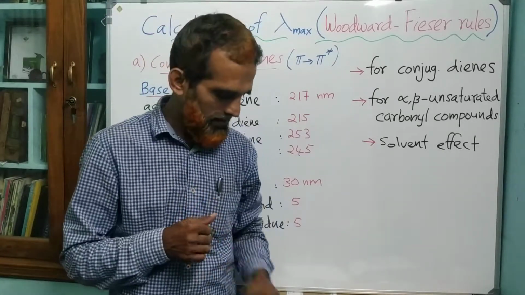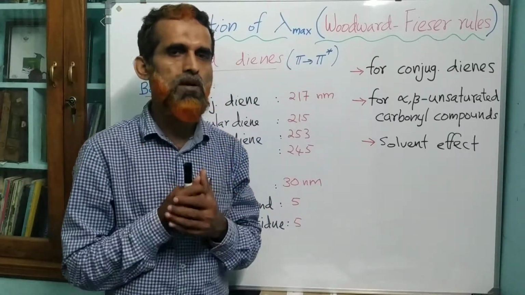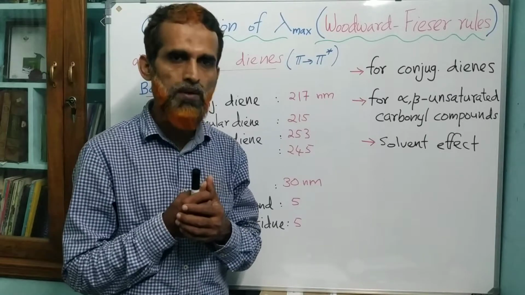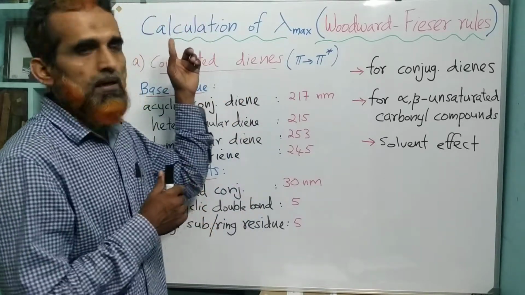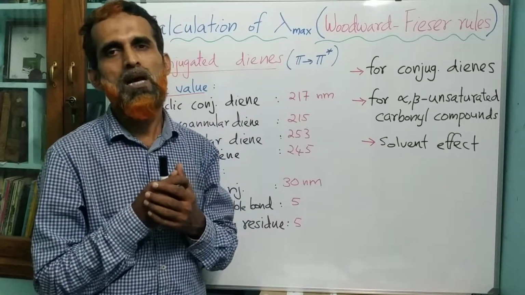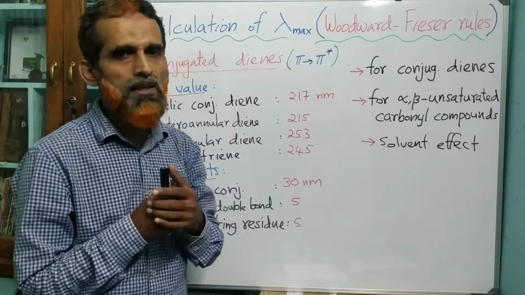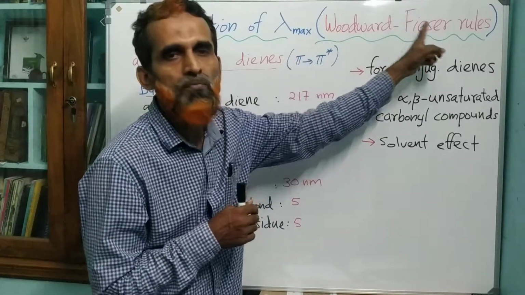Welcome all. Welcome to today's online class. Today we discuss the last part of UV visible spectroscopy. It is about calculation of lambda max of certain class of organic compounds based on some empirical rules that is called Woodward Fieser rules.